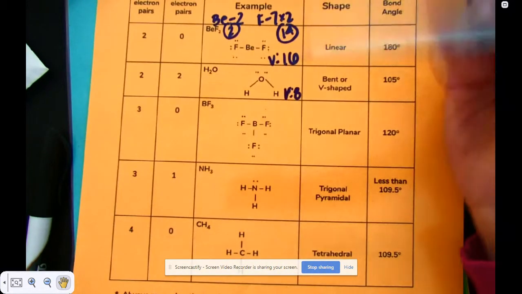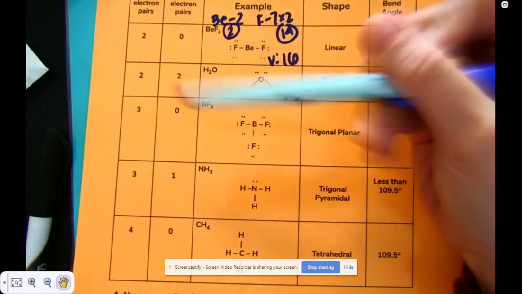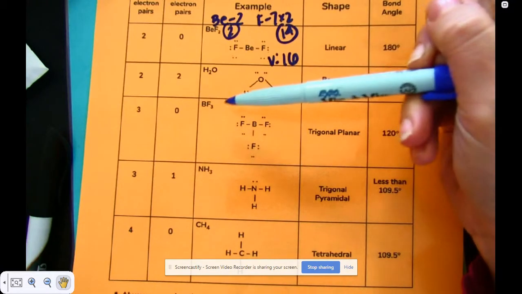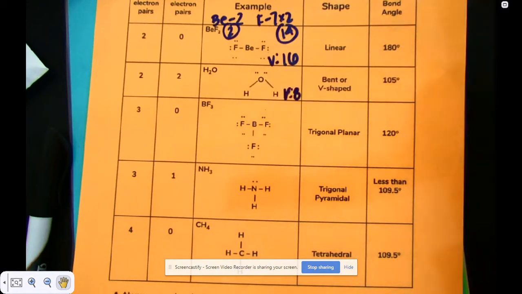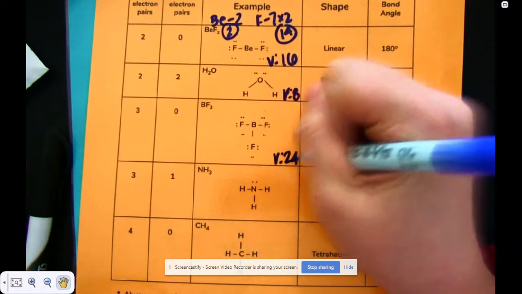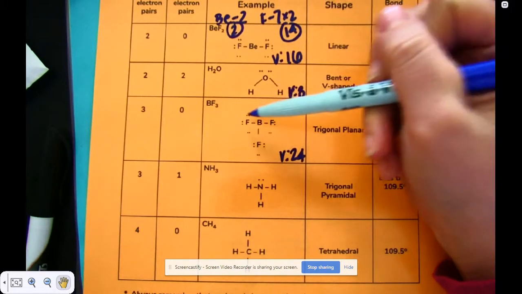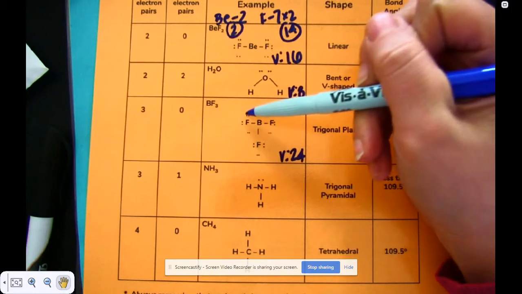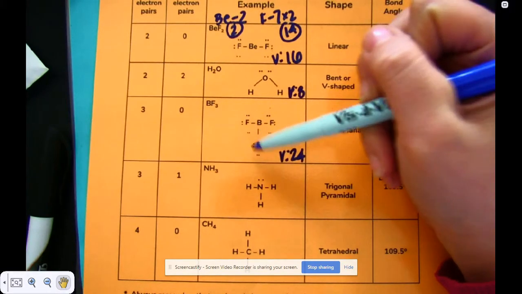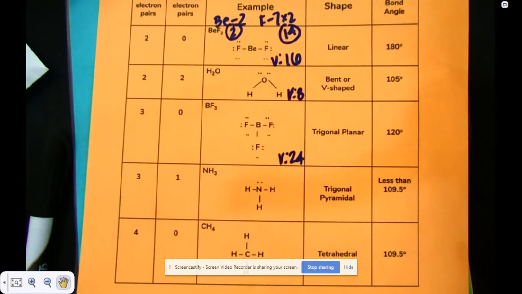All right, the next shape is our trigonal planar. In our trigonal planar, what happens is you have, like in this case, boron trifluoride. So in boron trifluoride, boron has 3 valence electrons, fluorine has 7 apiece. So 7 times 3 is 21 plus 3 from the boron, so it would have valence of 24 electrons. So I've bonded each of the fluorines to my boron, and then I've surrounded the fluorines with unshared pairs. So 2, 4, 6, 8, 10, 12, 14, 16, 18, 20, 22, 24. So 24 electrons have been used.